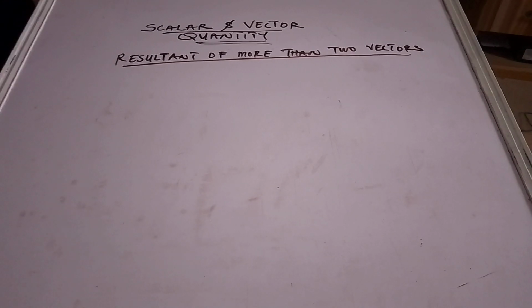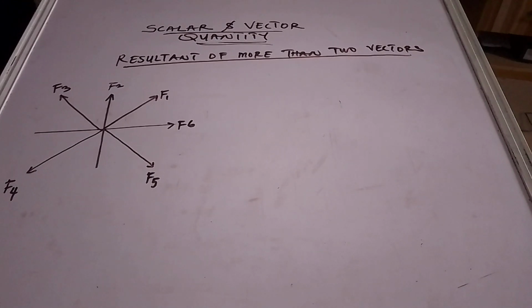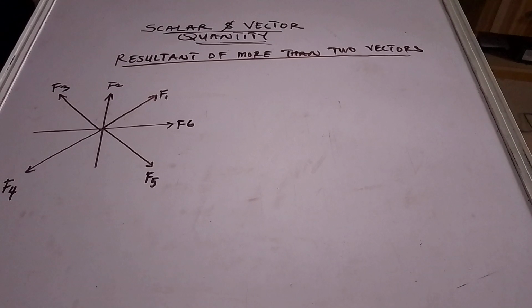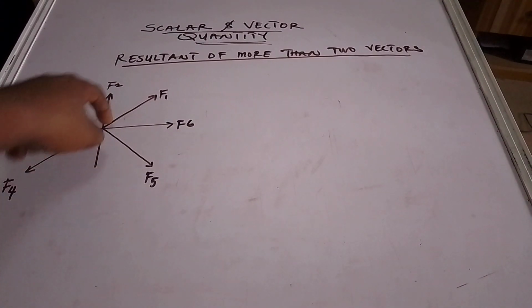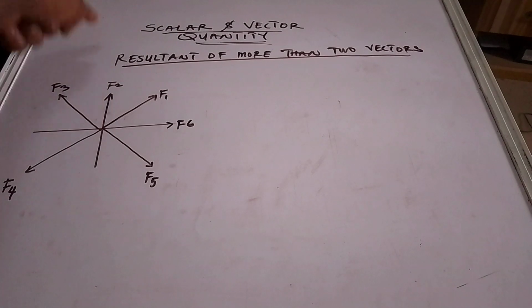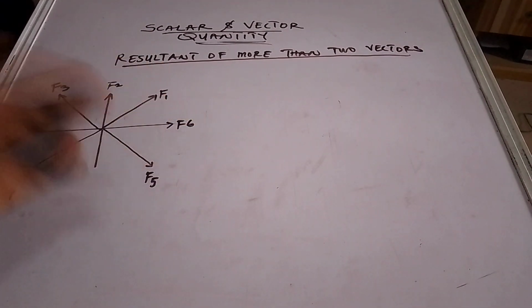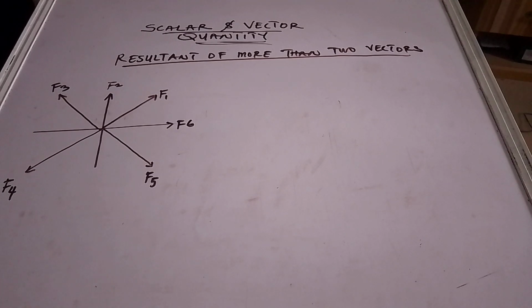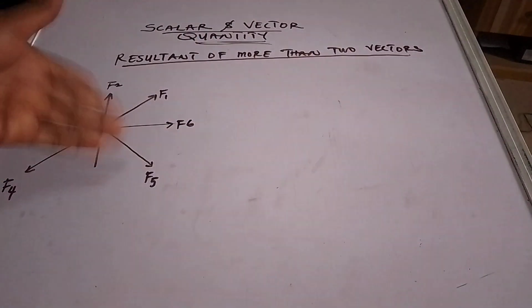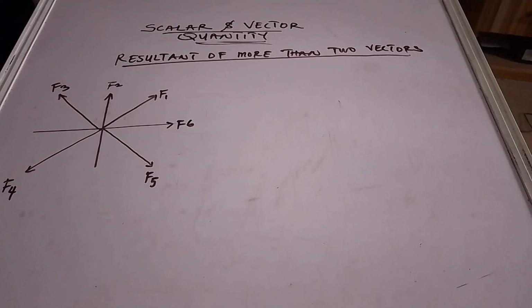Let's consider this diagram. Let's say we have 6 forces acting on this point. F1 acting in this direction, F2 acting upward, F3, F4, F5, F6. There can be more than these vectors and it may not be up to these, but let's say we have 6 vectors acting on this point. So how do we resolve these vectors?